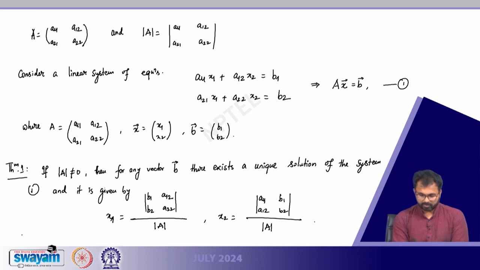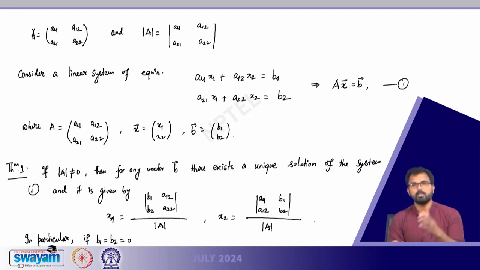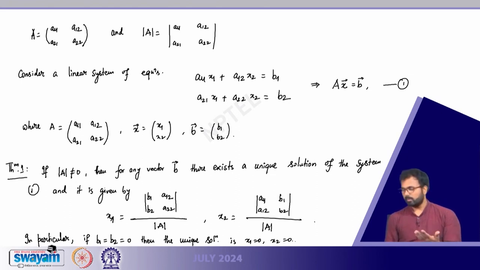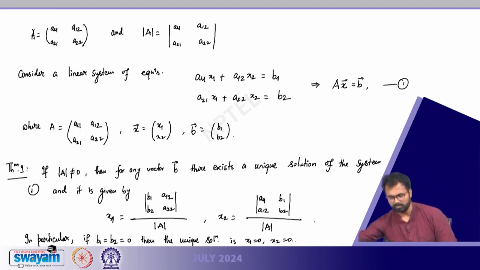And in particular, if b1 equals b2 equals 0, that means the right hand side of this system is 0, then we get a unique solution, which is x1 equals 0 and x2 equals 0. So this is the very first theorem for a system of equations that you learned in linear algebra. There is nothing much to explain here.